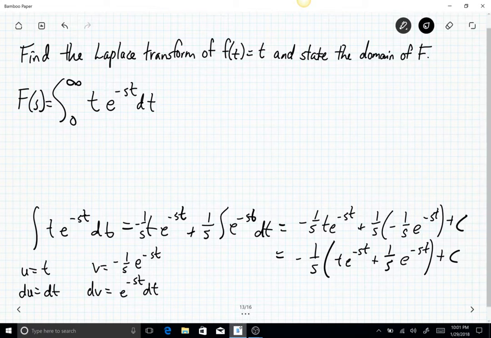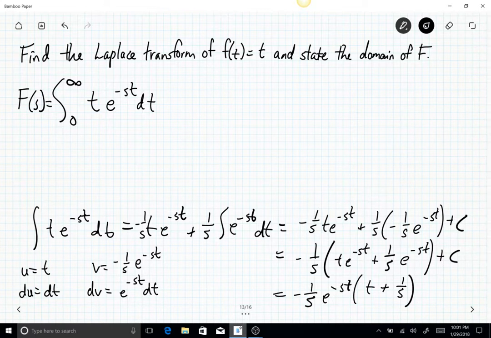So in terms of what goes on, we can write this as negative 1 over s e to the negative st, and then we get t plus 1 over s. So we can do that a little bit easier.